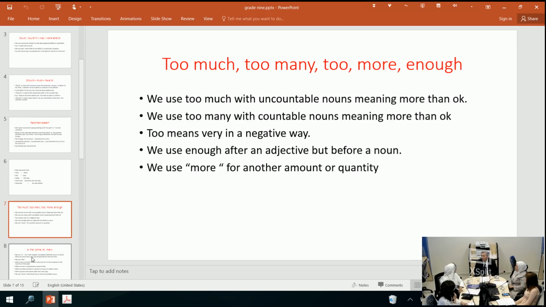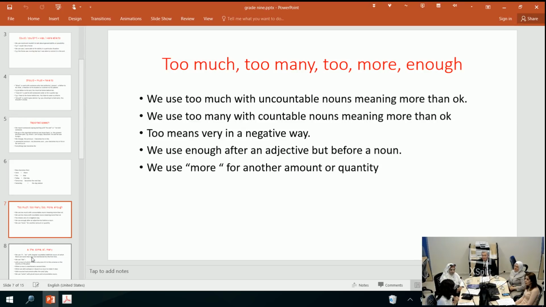When we say too many, it means we don't like it. It's negative. This is the point. So we explain the word too. Too means very in a negative way. The weather is too hot today. It means I'm not comfortable with it.